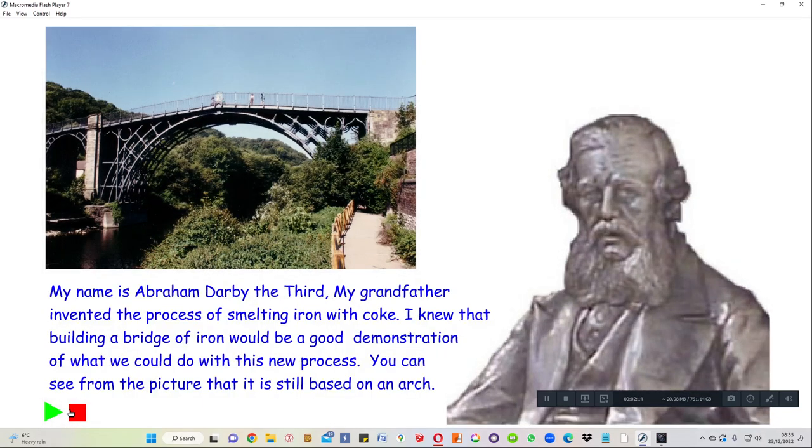My name is Abraham Darby III. My grandfather invented the process of smelting iron with coke. I knew that building a bridge of iron would be a good demonstration of what we could do with this new process. You can see from the picture that it is still based on an arch.